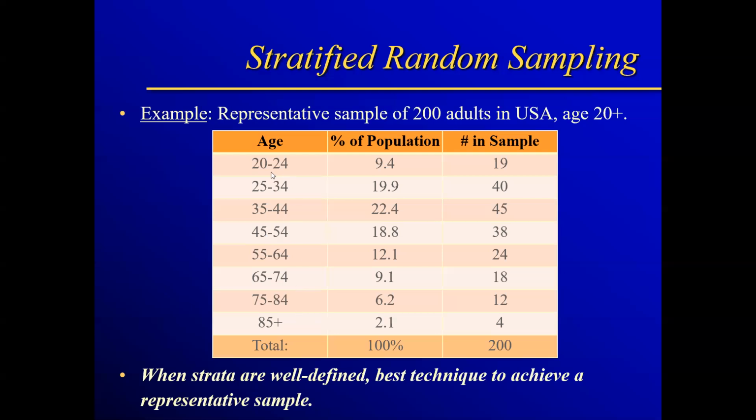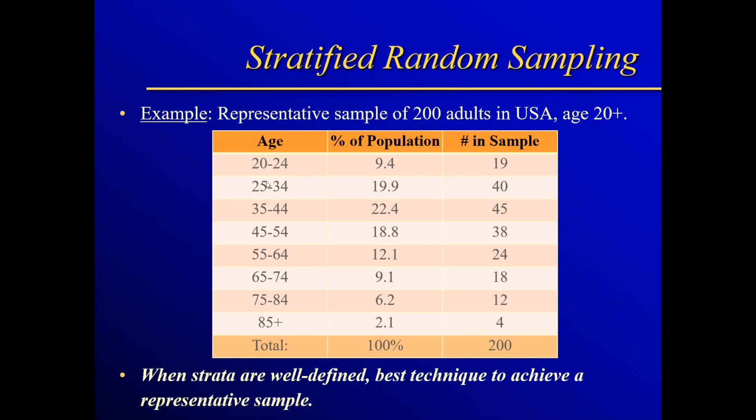So one of the things I can do is make sure that I have equal representation, but in proportion. So I know that the age group 20 to 24 is about 9.4% of the population. Therefore, I want to make sure that roughly, about 10% of my sample is people from the ages of 20 to 24. So then in my sample, I'll have about 19 20-to-24-year-olds.